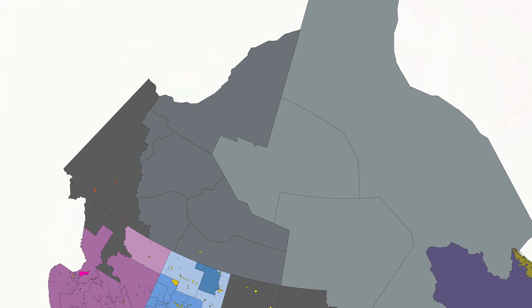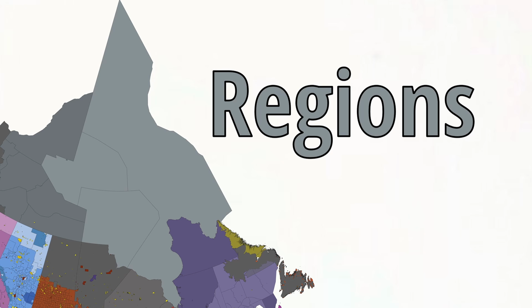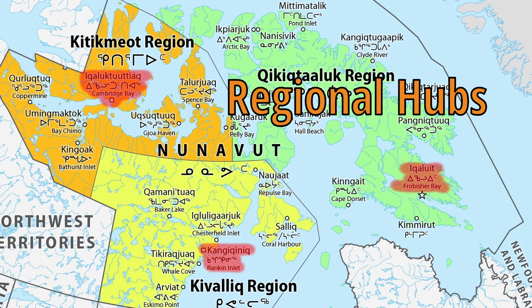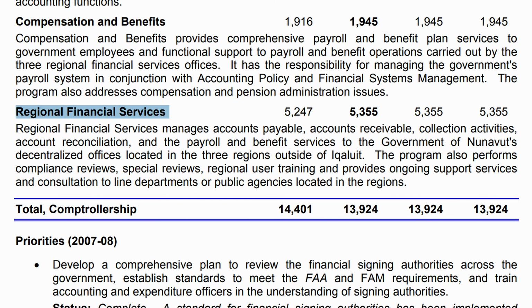In a similar way, Nunavut has 3 regions that are also unorganized. Much like Northwest Territories' administrative regions, these 3 regions have regional hubs that provide some services, such as providing financial services to these regions.